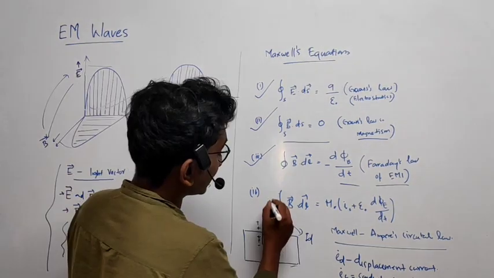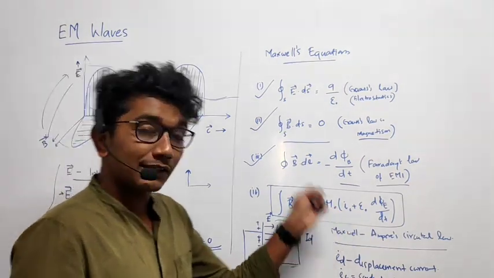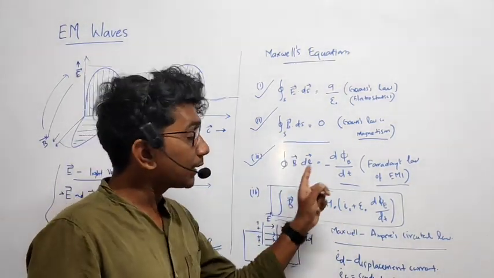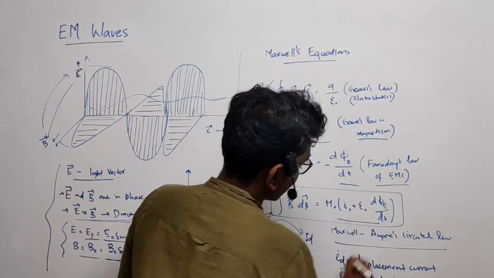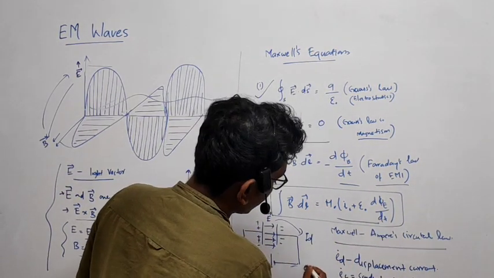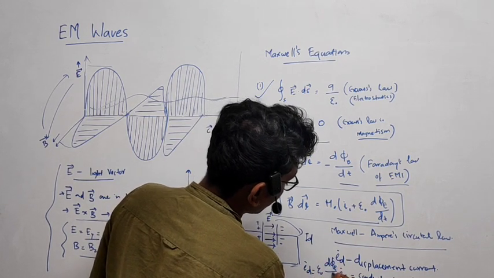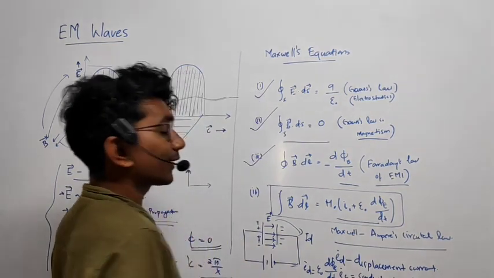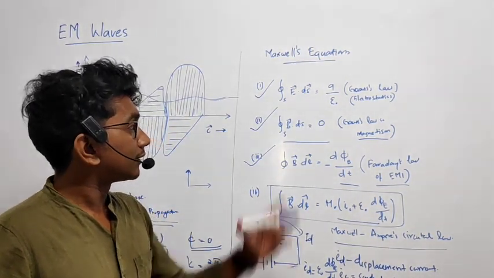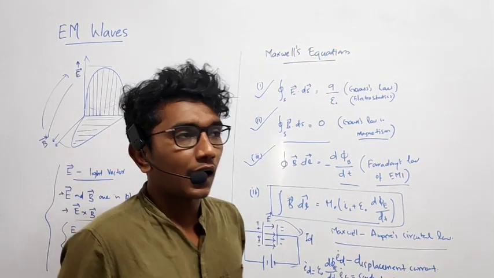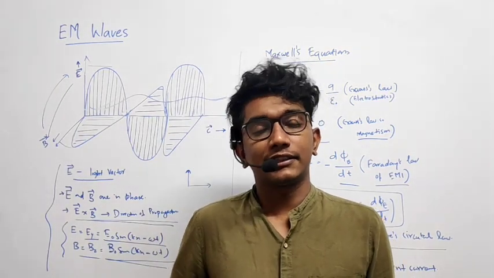So what is the equation? The equation will be integral B dot dl is equal to mu 0 times IC plus ID. That is the new equation. So what is ID? ID is equal to epsilon 0 d phi E by dt. This is Maxwell's Ampere circuital law, and there are different equations as well. Now we will see the production of EM waves and electromagnetic spectra, etc.